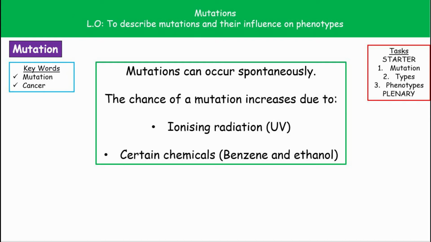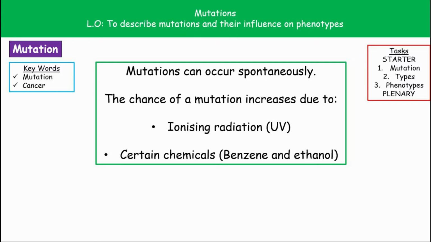When it comes to mutations, obviously you can mark any of these you got right and make sure you've got these written down if you didn't have them. The first and most important point we need to remember is that mutations can occur spontaneously. So throughout your life, then there will be mutations that occur within your DNA. But we also see that there are certain factors that increase the chance of a mutation occurring.